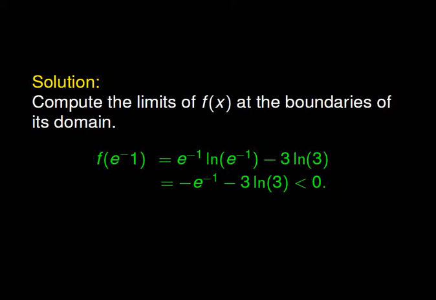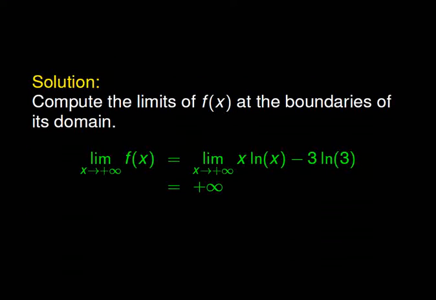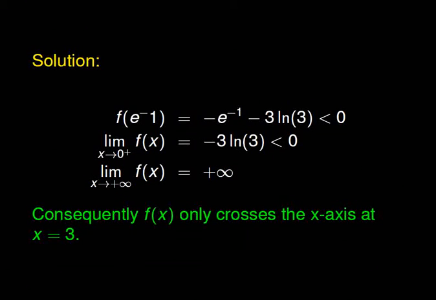First, we note that f of e to the -1 is negative e to the -1 minus 3 times log of 3. Then, we compute the limit of f at 0 plus and find that the limit of f is -3 times log of 3. Finally, we compute the limit of f at positive infinity and find that the limit of f is positive infinity. The limits are computed using L'Hôpital's rule. In sum, the function f of x only crosses the x-axis at the point x equals 3. So 3 is the unique solution.